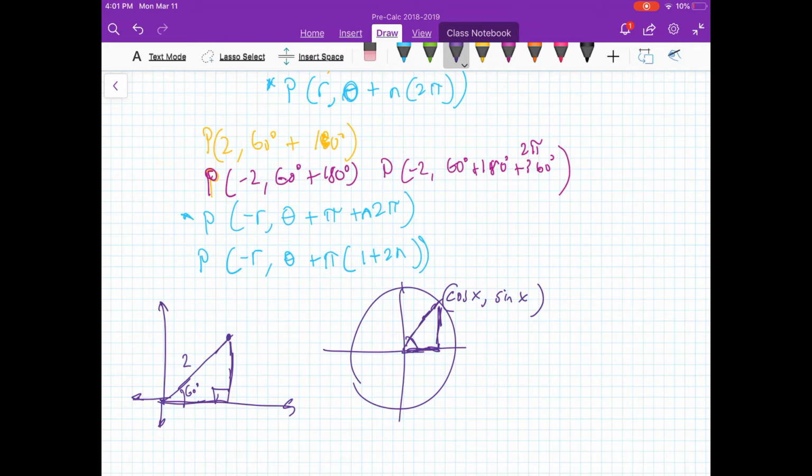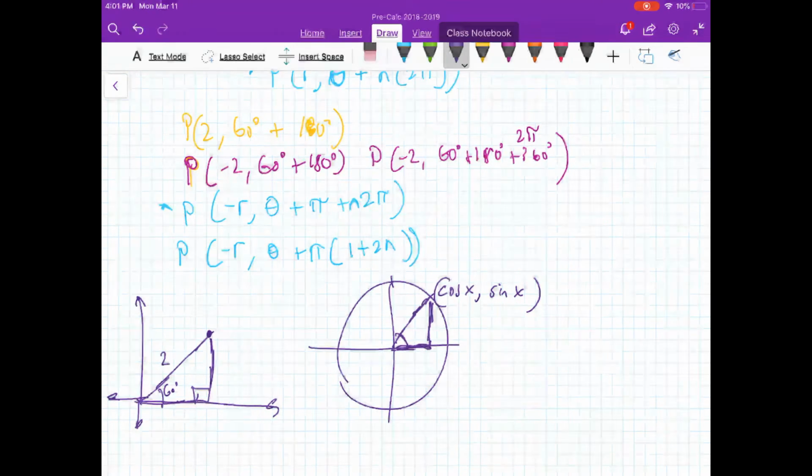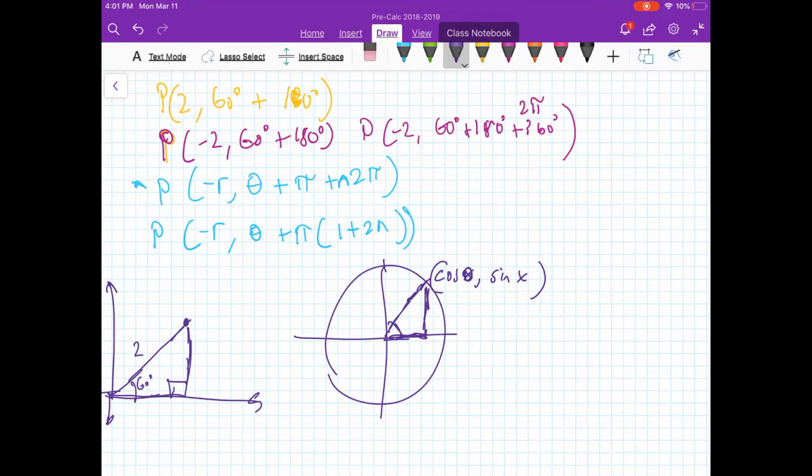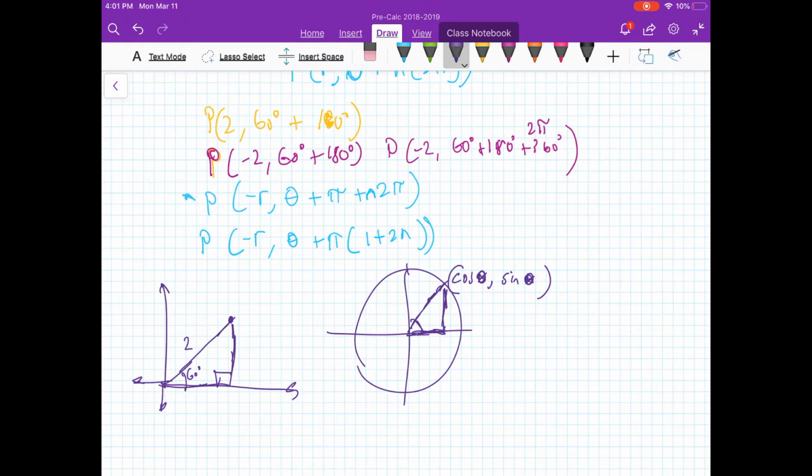Because remember, the x value is cosine theta, the y value is sine of theta. So we can go ahead and do that to find this, and this would be the x value, this would be the y value. So we can say that that's the cosine of theta and sine theta. The only difference is the radius itself is a certain distance in and of itself.